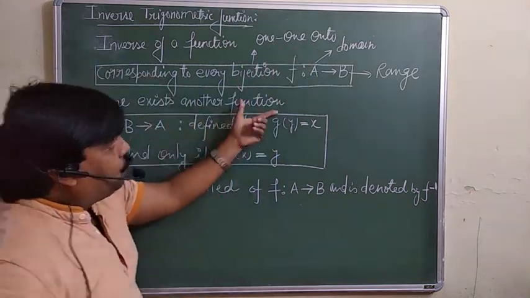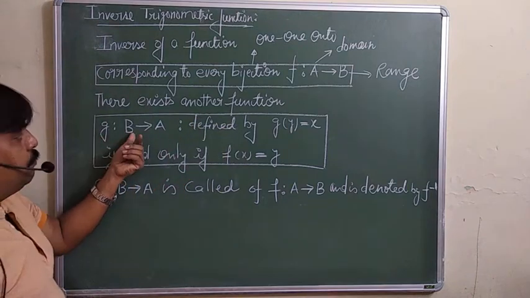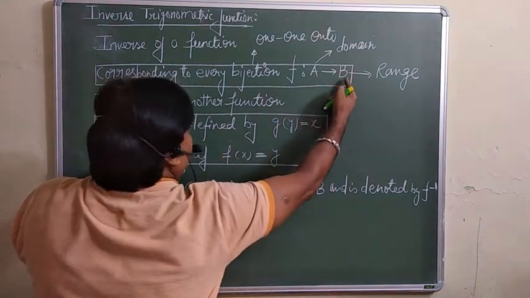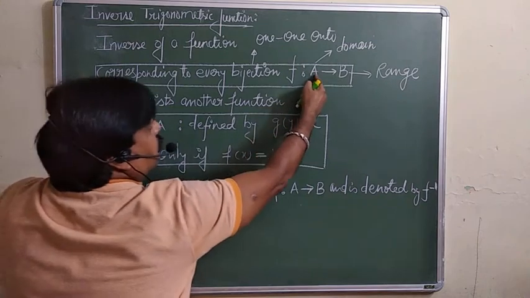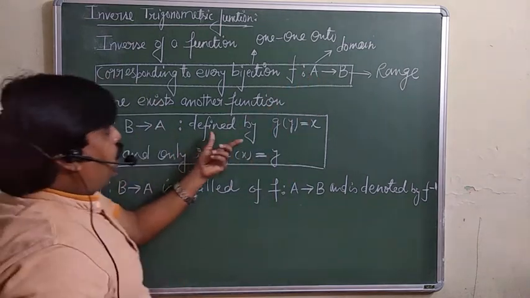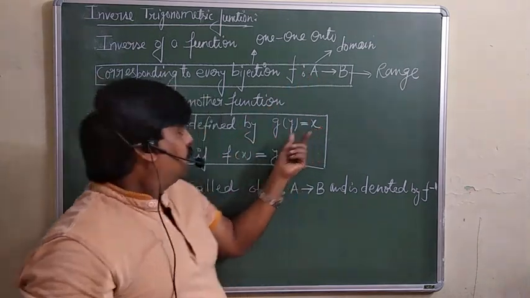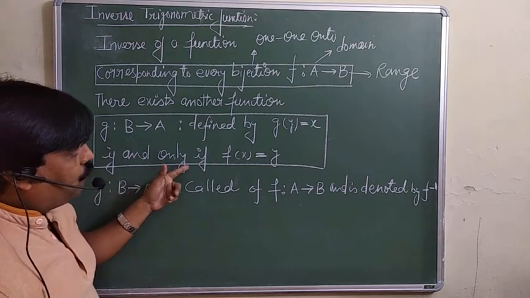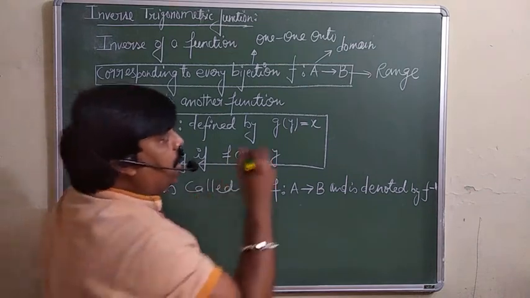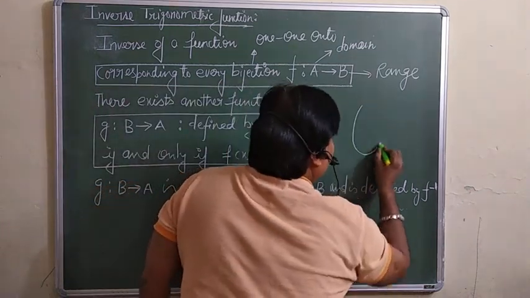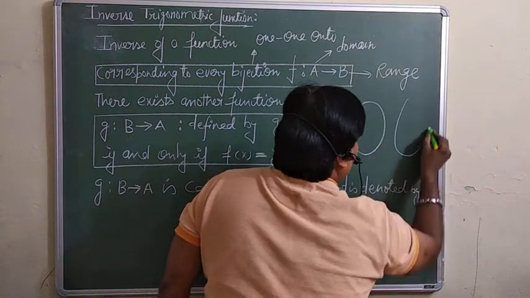There exists another function g: B to A, meaning now your range becomes the domain and the domain becomes the range, defined by g(y) = x if and only if f(x) = y. It means you can take the inverse of any function if it is one-one and onto.